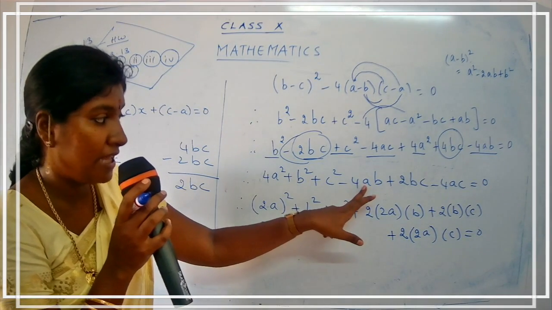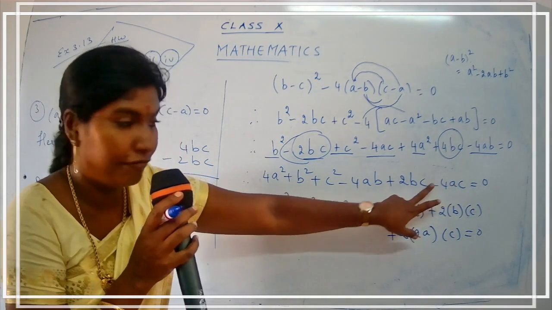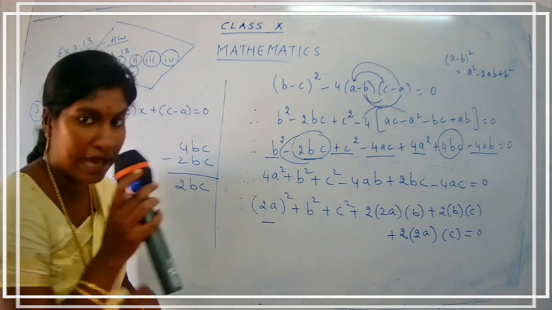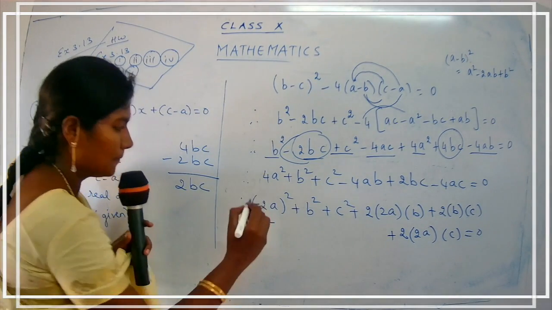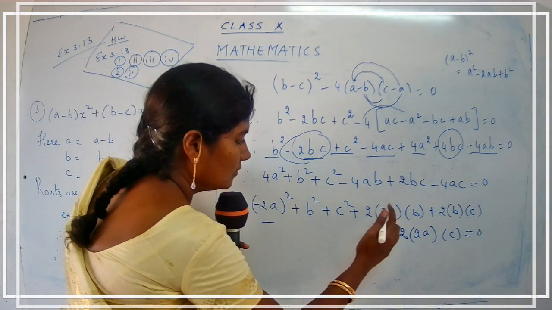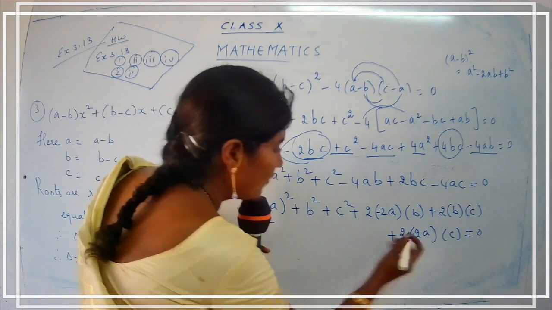See, when it is with A, you have negative. Again, when you have A, it is negative. For B and C, it is positive. So what we do is, wherever you have A, you take it as negative. So minus, one more minus. See, now we will get a correct answer.